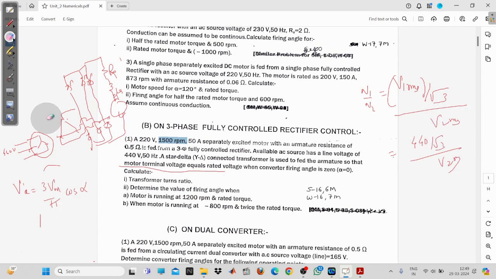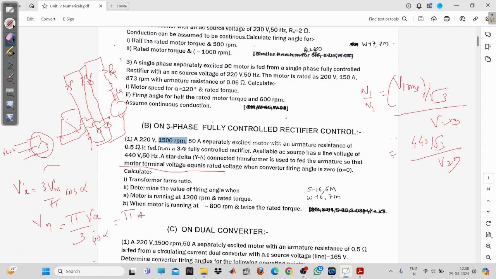So to calculate the V2 RMS, the condition is given. That is, the motor terminal voltage equals the rated voltage when the converter firing angle is 0. So now everything is known to you. Vm will be equal to pi into Va upon 3 into cos of alpha.